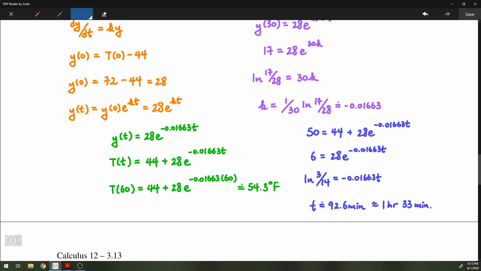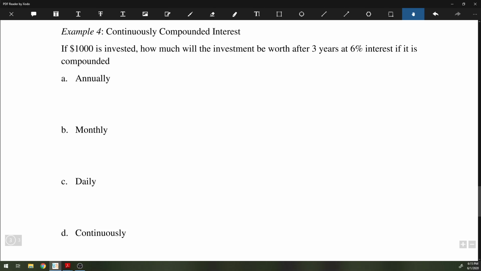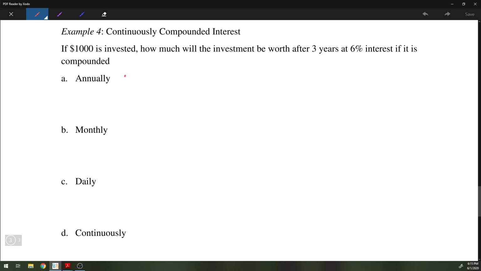Okay. It's a bit of a long video today. We just have one more part to go through: this idea of continuously compounded interest. So let's very quickly review the interest formula. The amount is equal to the initial amount multiplied by 1 plus r, which is the interest rate per year, divided by n, the number of compounding periods per year, all to the power nt.